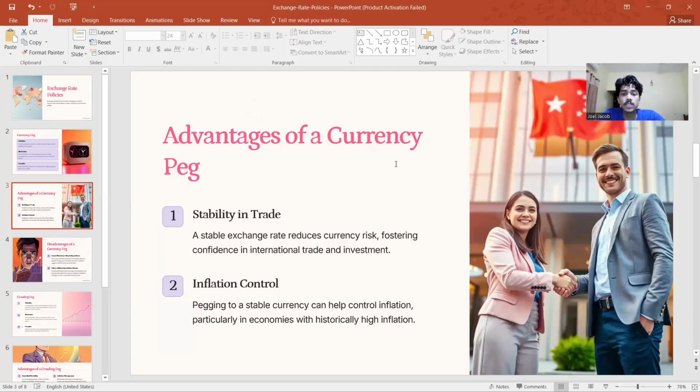And the advantages of a currency peg: stability in trade. So when two countries are having a trade, this helps in easy trading as both can trade with the same currency, and this reduces foreign exchange transaction problems. And a stable exchange rate reduces currency risk, fostering confidence in international trade and investment. Inflation control: pegging to a stable currency can help control inflation, particularly in economies with historically high inflation.